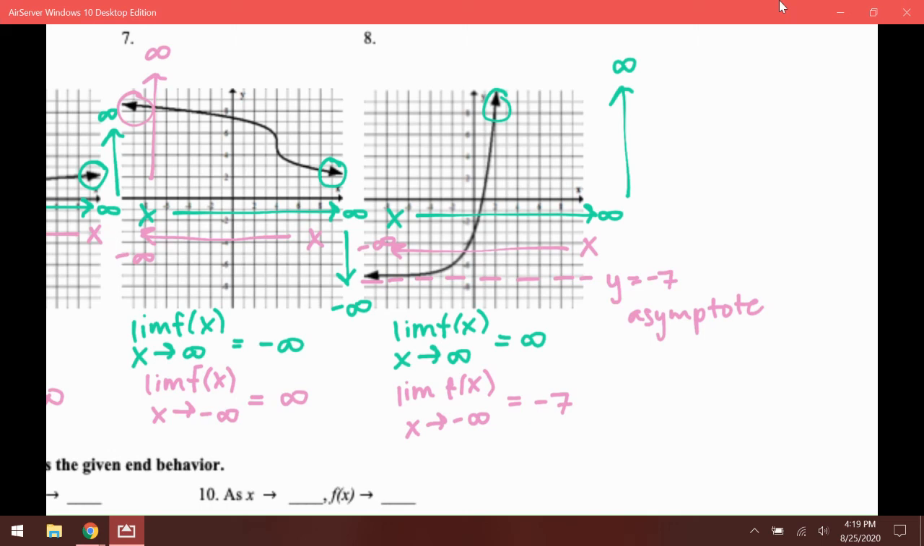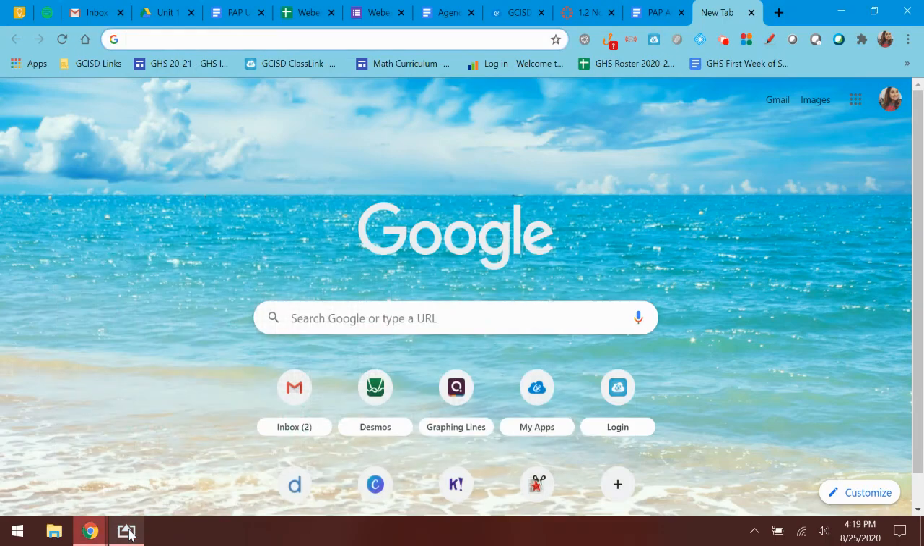Okay, and we're going to skip the last two because it's incomplete. So that's it. So hopefully this helps clarify end behavior. And yeah, that's it.